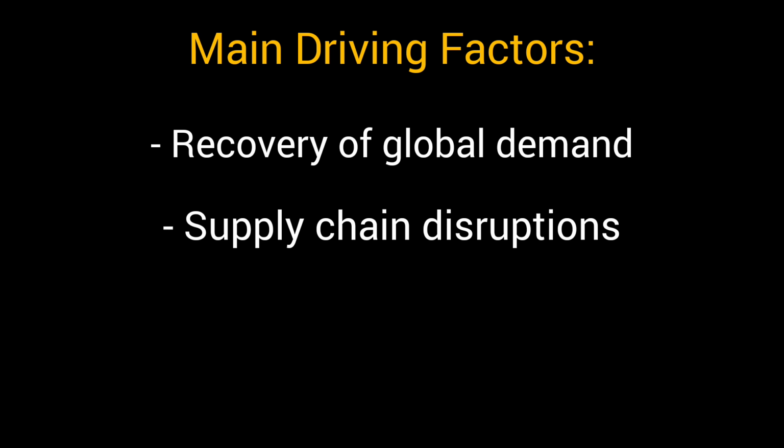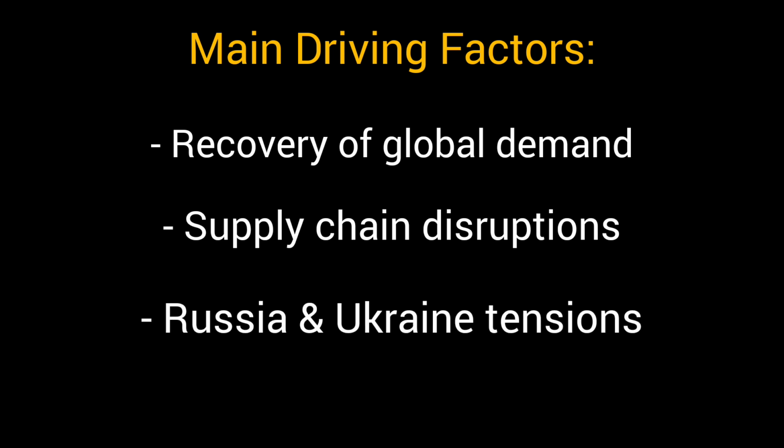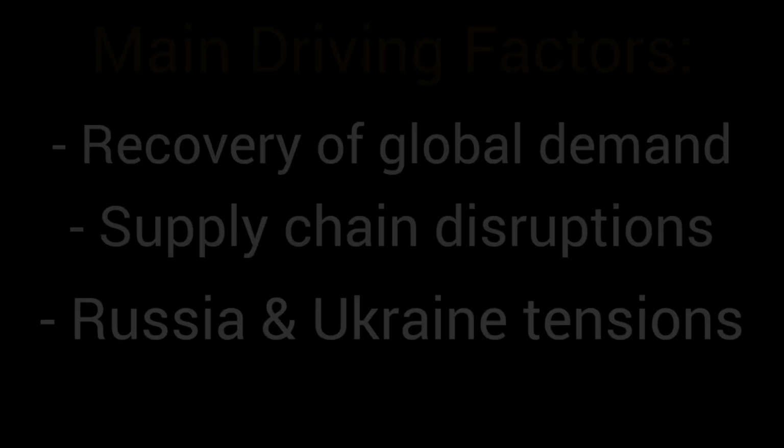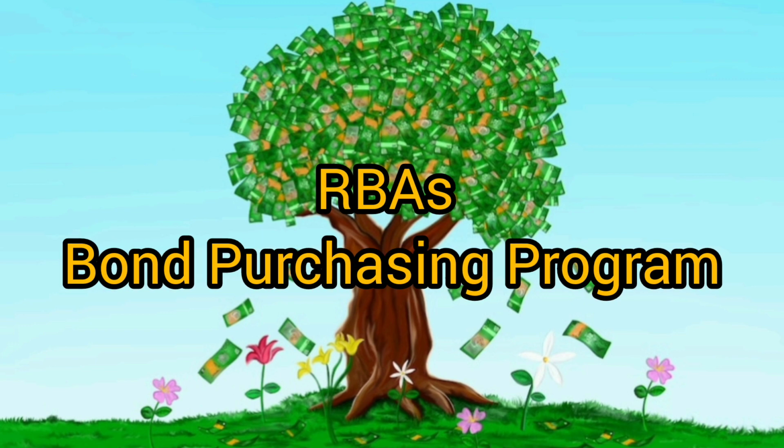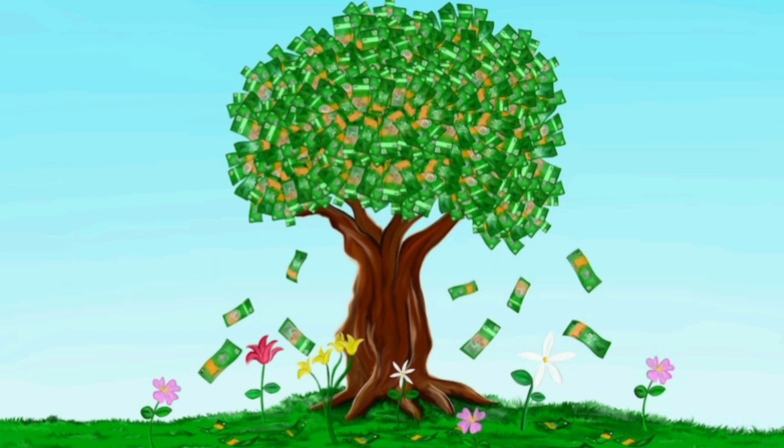Lastly, the geopolitical tensions between Russia and Ukraine have pushed up commodity prices such as oil and gas. Some people also blame the RBA's bond purchasing program for fueling inflation. This was a stimulus measure that the RBA launched in late 2020 to support the economy during the pandemic.